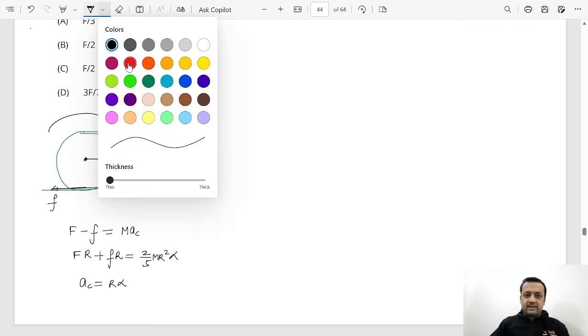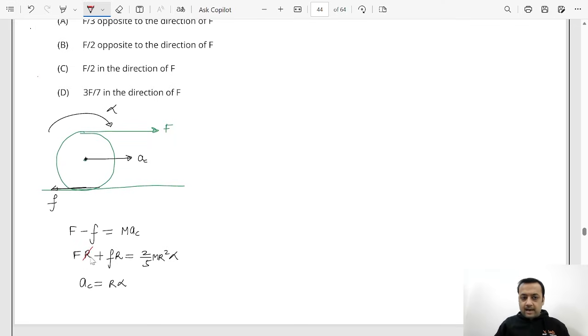Now we can very easily solve these three equations. Look, R gets cancelled, and the remaining R alpha you can substitute by A_C. So this will become 2/5 m, and R alpha will become A_C. Now, here capital F minus small f, and here capital F plus small f. If I add these two equations, minus f and plus f will get cancelled, 2F will be left. Here M A_C plus 2/5 M A_C, that means 7/5 M A_C.